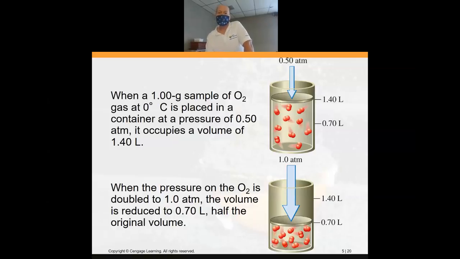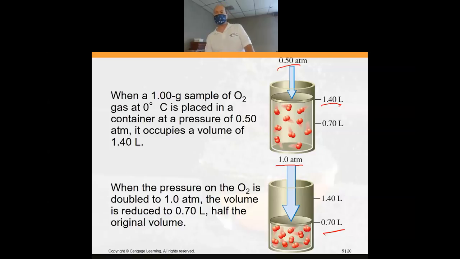When we increase the pressure from 0.5 to 1.0, that is doubling the pressure. When you double the pressure, note what happens to the volume. It goes from 1.4 liters to 0.7 liters. So when you double the pressure, you halve your volume.